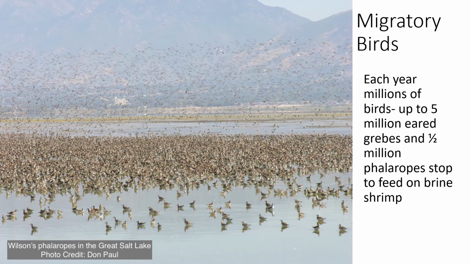Each year, millions of migratory birds stop at the Great Salt Lake to feed. We get as many as 5 million eared grebes and 500,000 phalaropes, which is what we see here, stop to feed on the brine shrimp. It is estimated that a single eared grebe will eat as many as 30,000 brine shrimp in a single day.